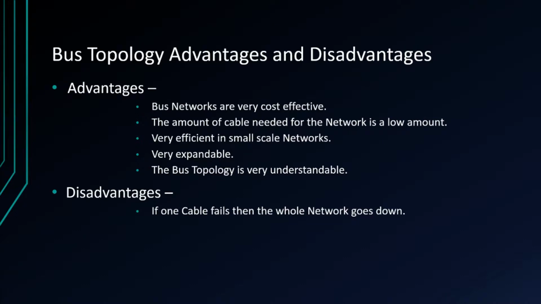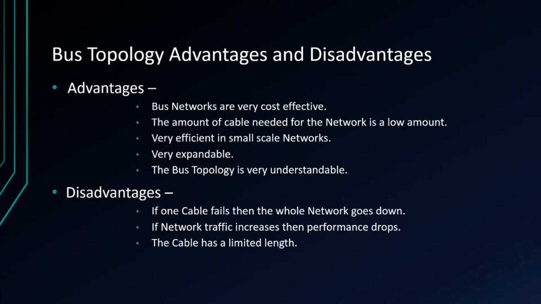So let's talk about some disadvantages. So if the cable fails, then the whole network goes down. This can be seen as one of the biggest drawbacks of the bus network. If the network traffic increases, then the performance drops. So the more computers are added to the network, it's expected the slower the network will be. The cable has limited length. After a certain amount, the performance will get so bad it becomes unusable. And overall, it's a slow topology due to there usually being a fair amount of computers on the network.